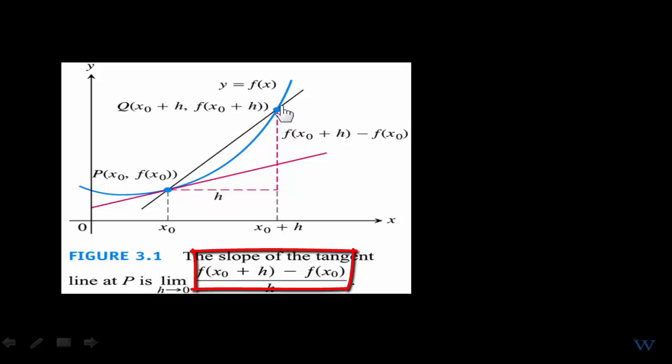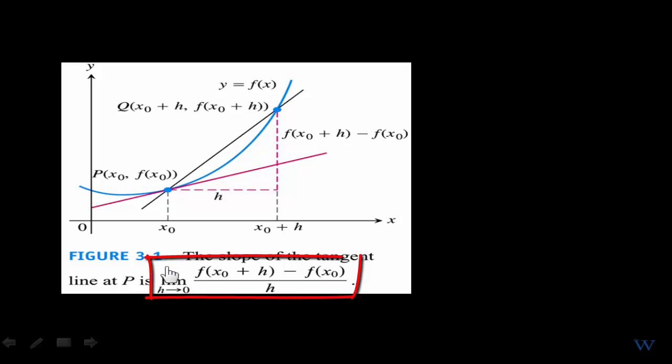But now if we let h approach 0, which means x0 plus h is going to scoot down and get as close as possible to x0, that's when we have a limiting effect and we get the slope of the line tangent to the curve at point P. So if we can always generate a slope at every point on this curve, then what we derive, in fact, is a derivative function.